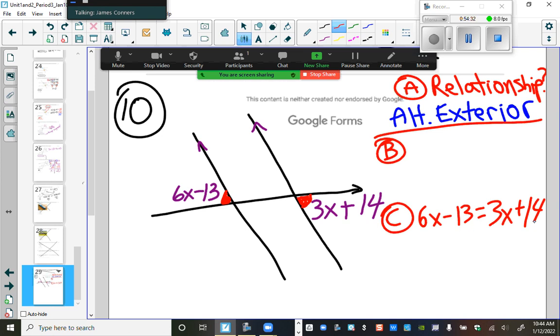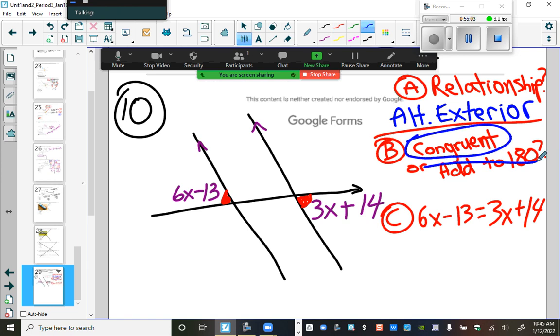Say again? They're just congruent then. They're congruent. Alternate exterior. Then the next question, congruent or add up to 180? Congruent. That's the second question. They're congruent. They don't necessarily add up to 180. Since they're congruent, you set them equal to each other.